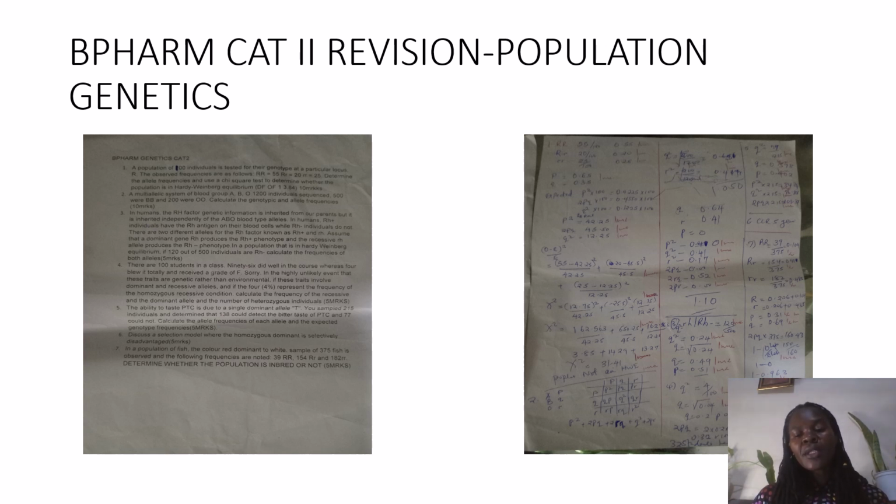Get the expected heterozygous. Not genotypic frequencies, get the expected heterozygous. You'll do 2PQ times 375. With P as 0.31 and Q as 0.69, you'll do 2 times 0.31 times 0.69 times 375. You are going to get 160.43. When you get 160.43, that is the expected heterozygous, go to the formula.